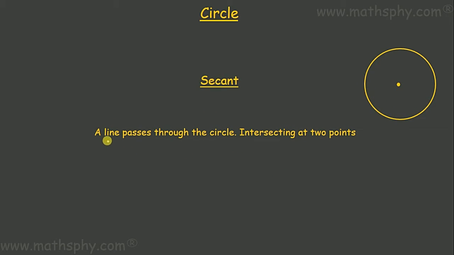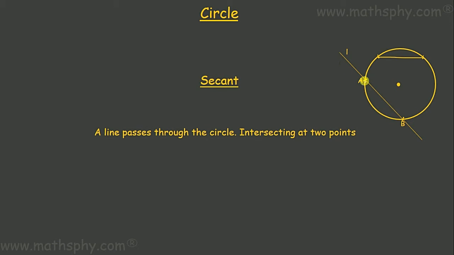Secant. A line that passes through the circle intersecting at 2 points. Look at this line here, line L, which is intersecting at 2 points, point A and point B. Since this line is going through the circle, in the secant, as we have seen, it joins any 2 points, but it stays within the circle.